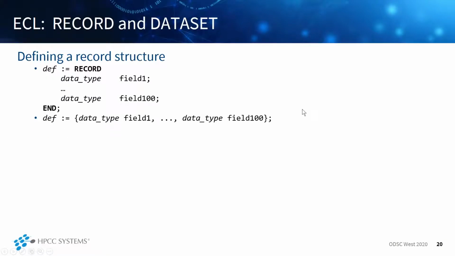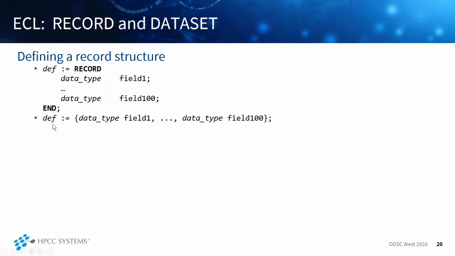All right, so records and datasets. Here is a record structure. It's a structure because you see the word end here, and you start with the word record. There's no semicolon there. You have the word end with the semicolon saying that's the end of my structure. Inside this record structure, you have a data type and a field name, a data type and a field name, and so on. The data type can be an integer, it could be a string, it could be a Boolean, it could be any of those data types that we showed on that previous slide.